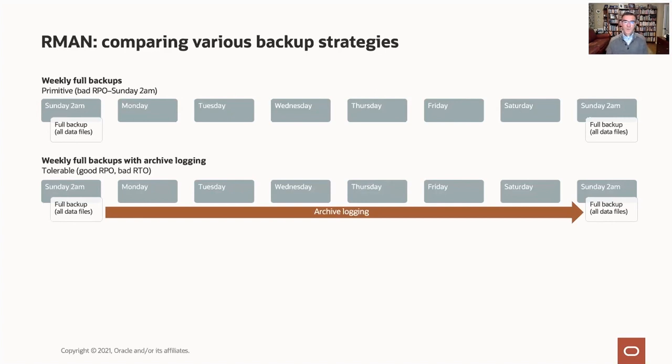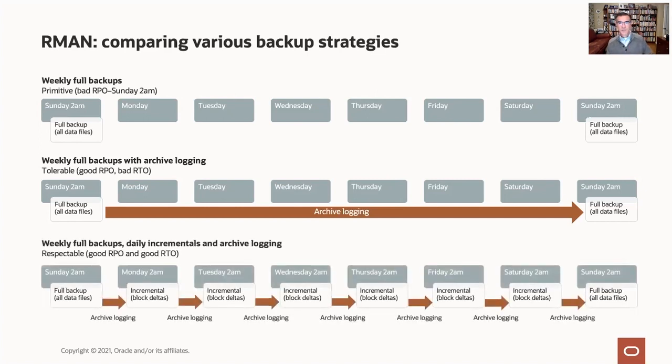Okay, weekly full backups combined with retained archive logs enable point-in-time recovery, sometimes called PITR, to any time during the week. That's far better RPO than is achieved by just the weekly full backups alone. However, the recovery through several days' worth of archive logs can be quite a lengthy procedure, and therefore the recovery time objective, the RTO, is in general relatively poor with this strategy. So with good RPO, but poor RTO, we might pronounce this strategy as tolerable.